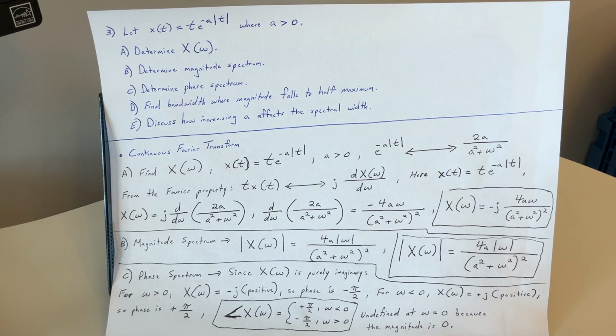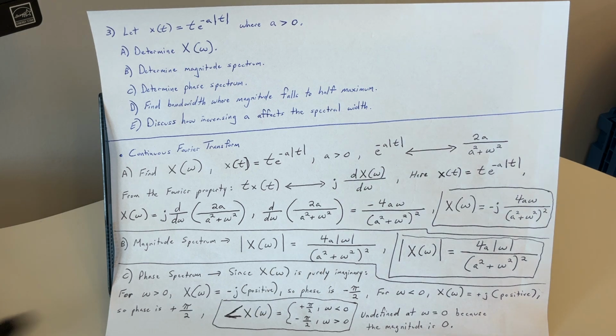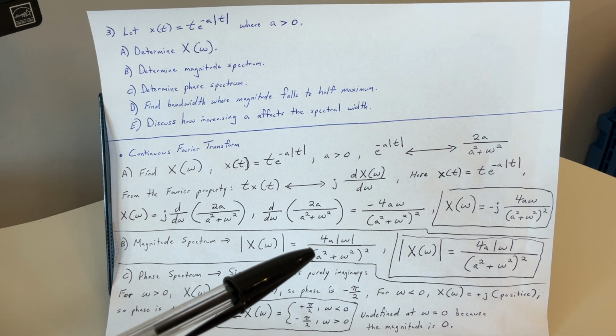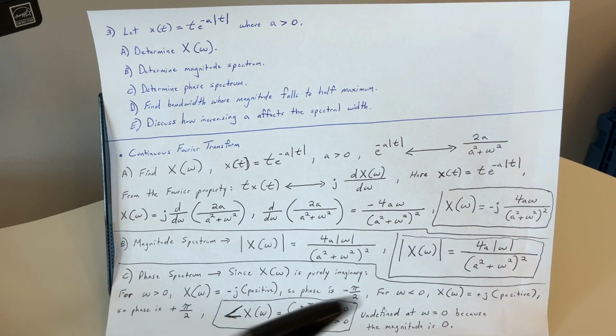For part B, they want us to determine the magnitude spectrum. So the magnitude spectrum is just going to be 4a absolute value of omega over quantity a squared plus omega squared, squared.